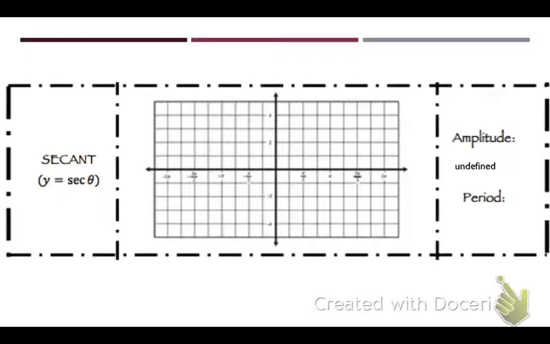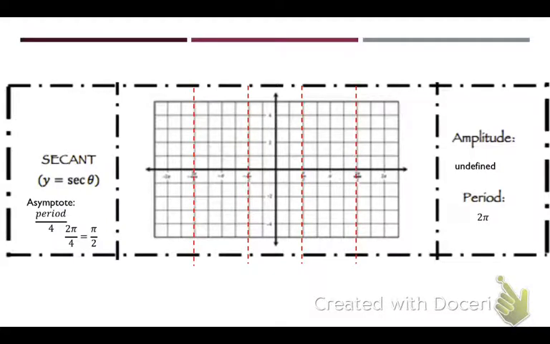Again, the amplitude on this is undefined. There's no amplitude because there's no maximum point, there's no minimum point. It goes up and down forever. The period is 2 pi. Now, to find my asymptotes here, I'm going to do my period and divide it by 4. So that's going to be 2 pi divided by 4, which is pi over 2. So there's an asymptote at pi over 2 and at negative pi over 2, and then 3 pi over 2 and negative 3 pi over 2.